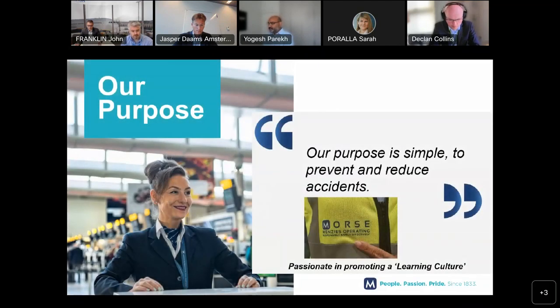We have a set of core principles within Menzies. John knows this really well. It's Menzies operating to procedures designed to keep you safe. It's acting responsibly by, if you see something, say something. It's taking care of your safety, the safety of your colleagues, and the safety of everybody else. And it's working effectively as one team to achieve our goal.